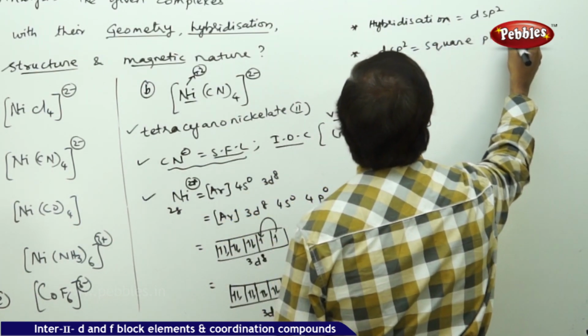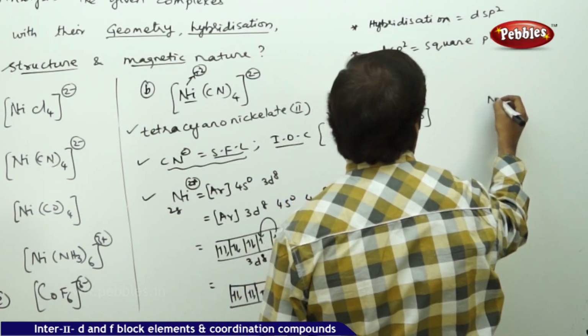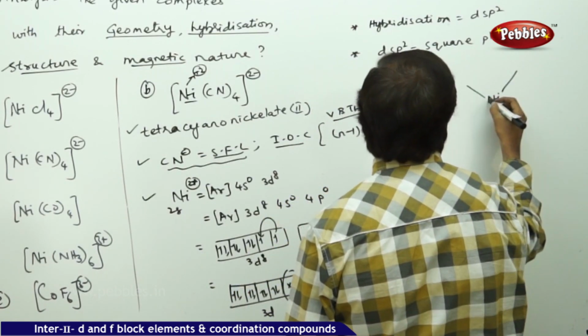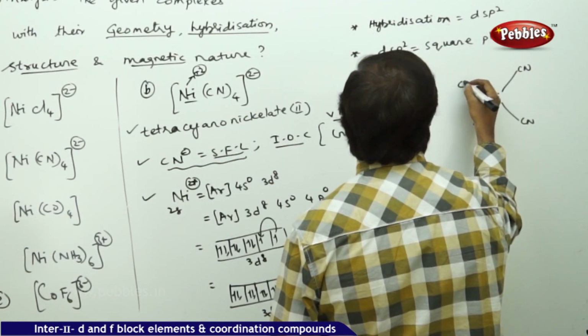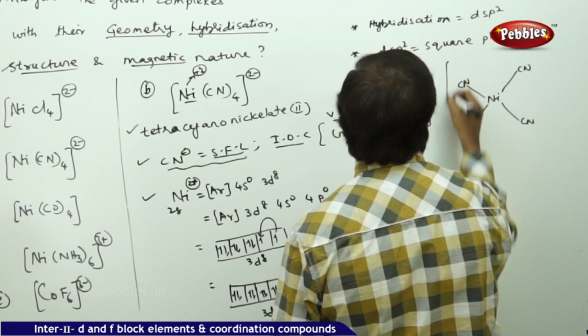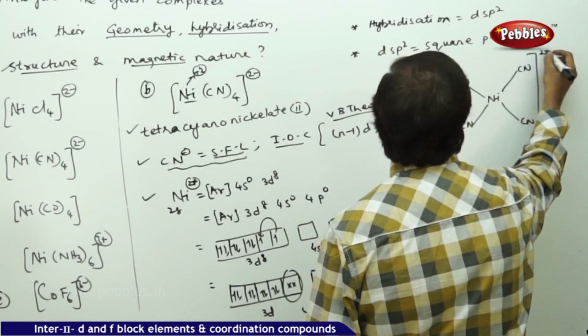It is square planar. If it is square planar, then the structure can look like this. Take four cyanides like this. Here attach one cyanide, here attach one cyanide, here also you attach one cyanide, here also you attach one cyanide. Take the complex. This is 2 minus.